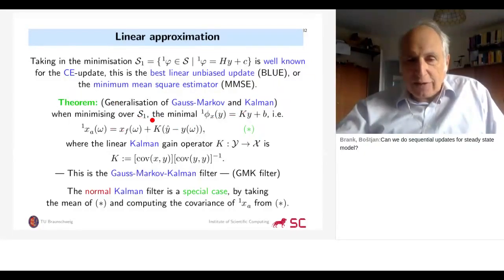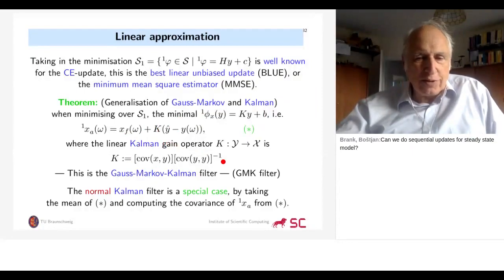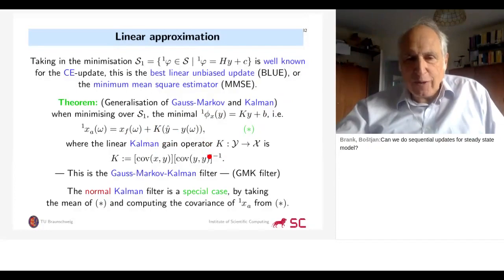So by minimizing x over x1, we get a minimal K and b. The b is not important because it cancels in the update. Okay, cancels here. And the update then looks like this. And this K, this linear operator, K is called the Kalman gain, and it's actually easy to compute what it is. It's this here. Yeah? Comes from minimizing the squares. And this is what we call the Gauss-Markov-Kalman filter. Okay, it operates on random variables. The normal or classical Kalman filter is a special case of it.